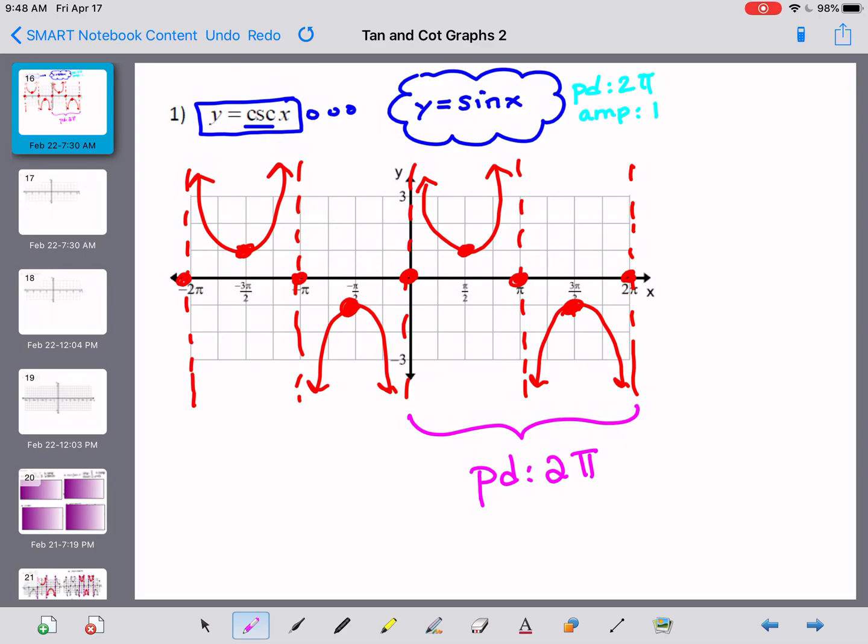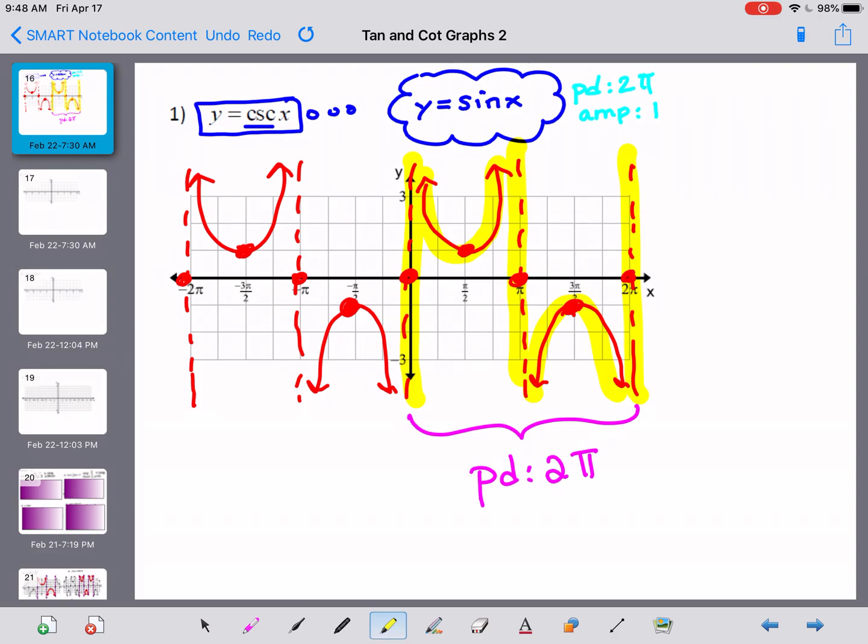Right? So there's 5 critical points still. It's the 3 asymptotes and the 2 vertices of those parabolas. So I'll highlight them for you. So this is all your main function.